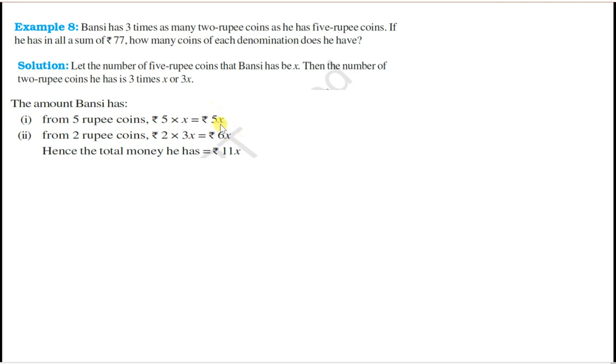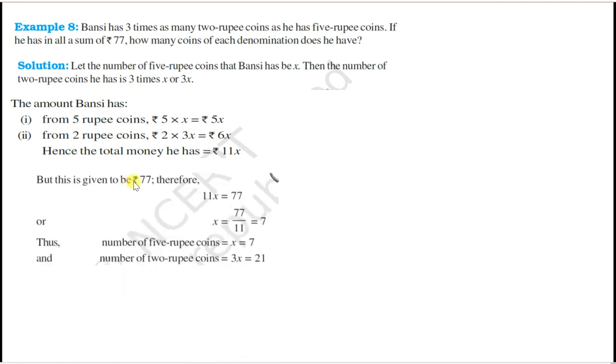So the total money will be 5x plus 6x, that is 11x. Now we are given that the total money is 77, so we can equate them. So 11x is equal to 77, x is equal to 7 by 11, that is 7. Number of 5 rupee coins is x, that is 7. Then the number of 2 rupee coins is 3x, so it becomes 3 multiplied by 7, that is 21.